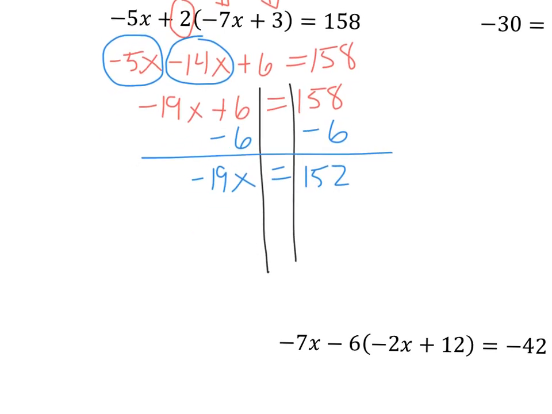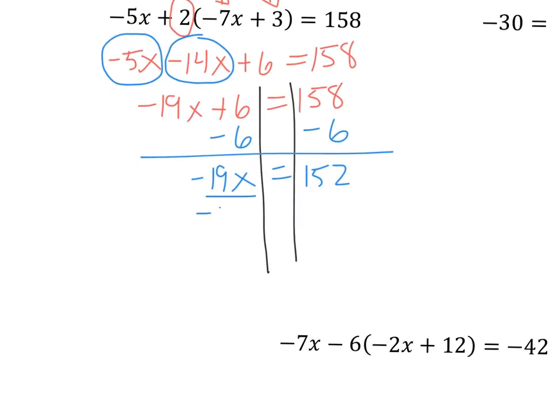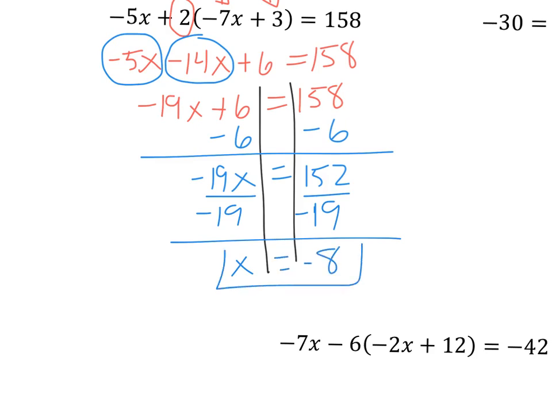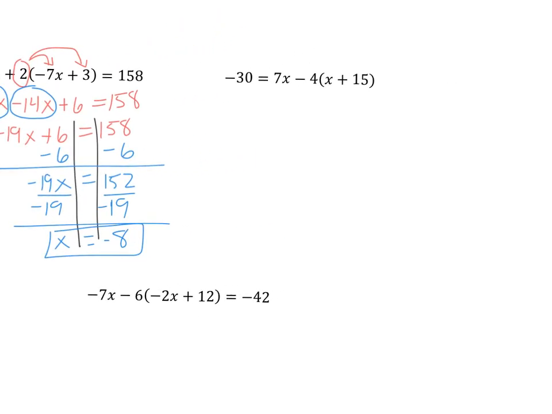And now our final step here is going to be to divide both sides by negative 19 to get that x all by itself. Isolate our variable there. We end up with x is equal to 152 divided by negative 19 is negative 8. So that is our answer there.